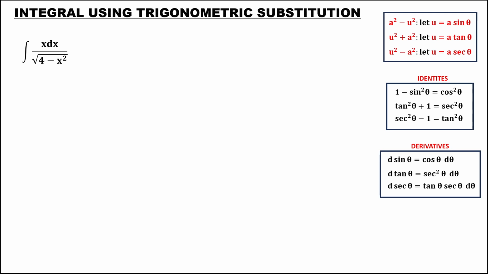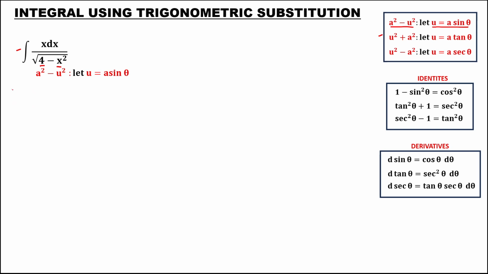So for this problem, to find the integral using trigonometric substitution, from this given, first we need to check the pattern. Since we have 4 minus x squared, the pattern is a squared minus u squared, because a is a constant. Then from this pattern, we let u equals a sine theta.